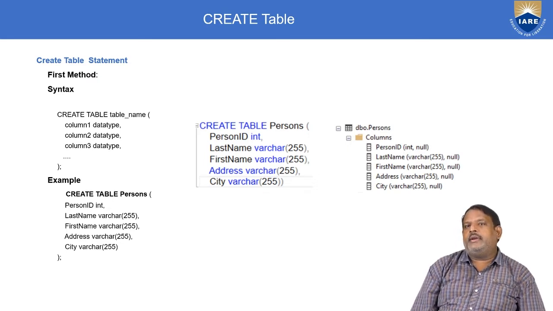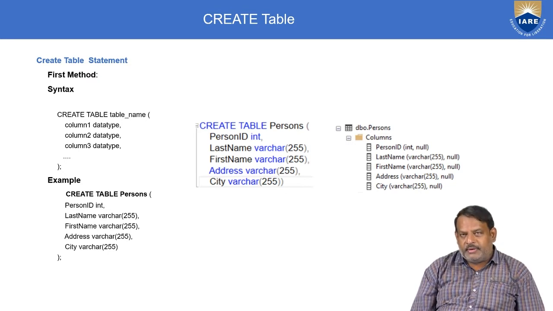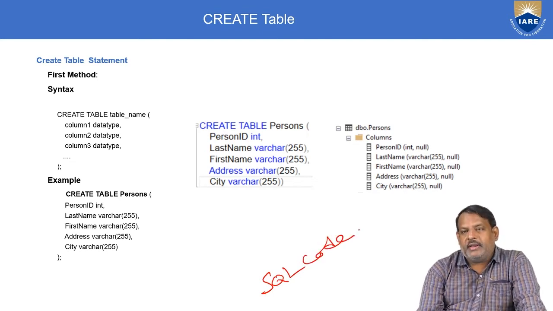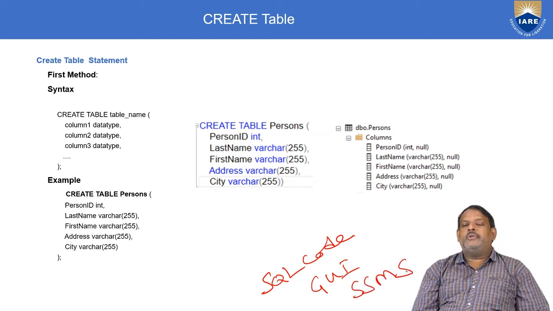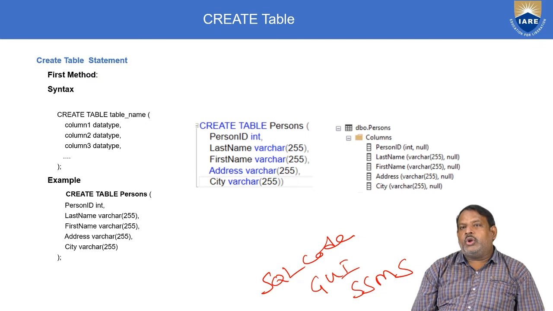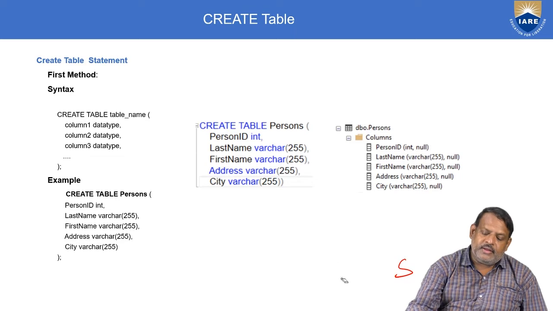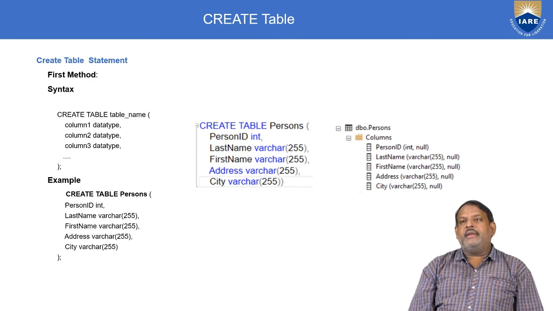Now we'll see how to create a table. Table creation can be done in two ways. One is by writing SQL code. The other is using the graphical user interface from SSMS, that is SQL Server Management Studio. You can also create a table that way. Now, first we'll see the first option, how to create a table by writing a query.